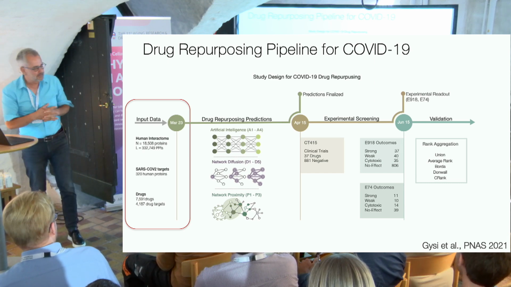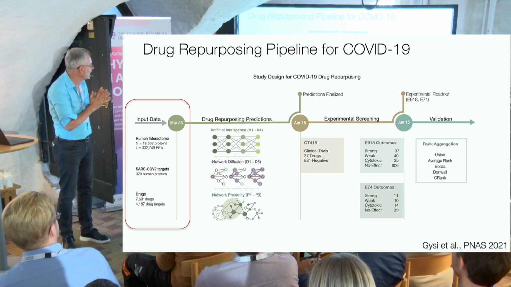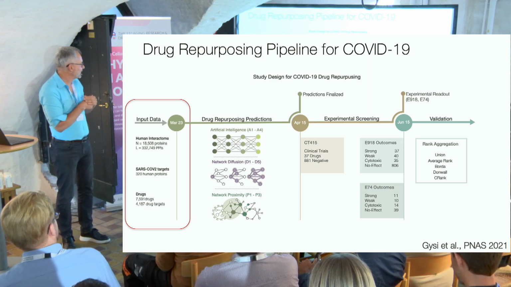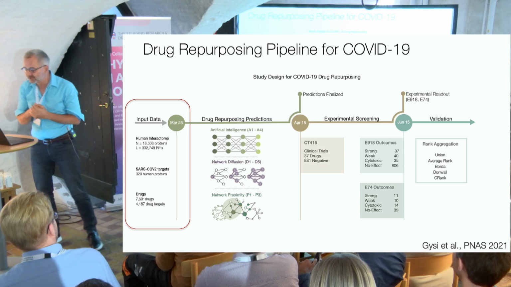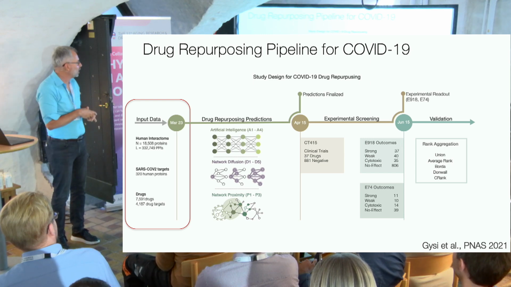So during the COVID, we ended up doing this big project that we made in a month, between March 23rd and April 15th, where we applied all the drug repurposing pipelines, the network-based ones, for COVID.